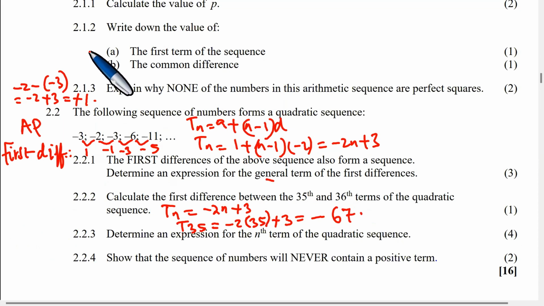Please come again. Can I ask something? Yes, please. When we are calculating the first difference between the 35 and the 36, are we choosing? Must you choose 35? Yes, we need to choose 35. Why do we choose 35? Because we used only T35. We did not use T36.